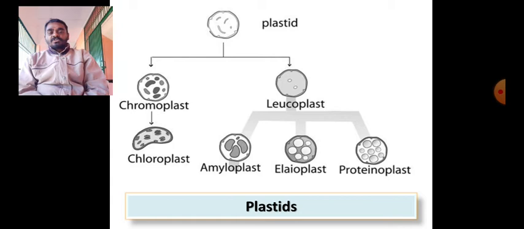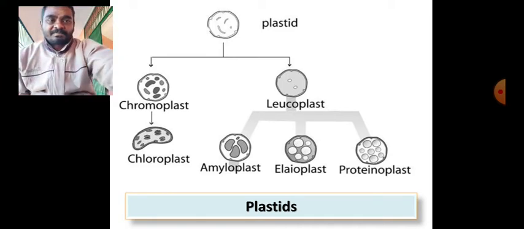Among these three, which one stores starch? Yes. So amyloplast stores starch. So which one stores fat materials? Good. Elaioplast. So remember that.